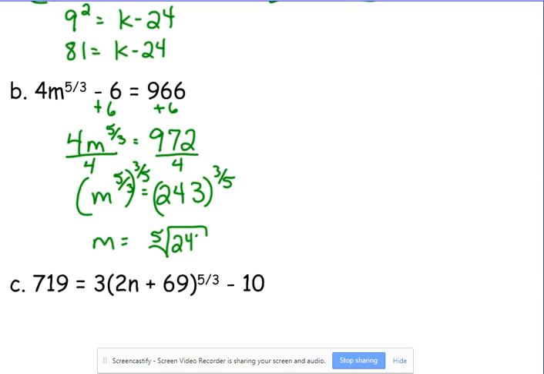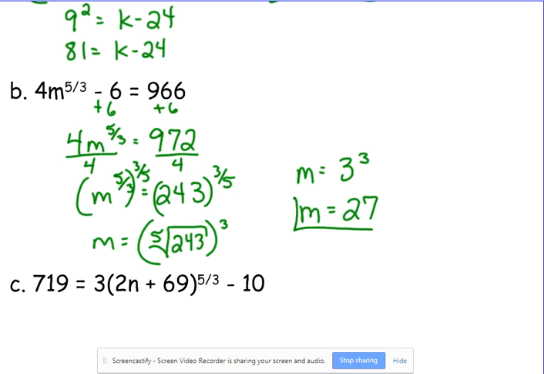of 243 and then cube it. So the 5th root of 243, let's see here, is that 3? Yeah, that would be 3, because 3 to the 4th is 81, so if we multiply by 3 again, we're going to get 243. So that's 3, and then we're cubing 3, so, well, let me just write it out. 3 cubed, which is 27. Again, I would always check it, plug it back into the calculator, but that one should work out.